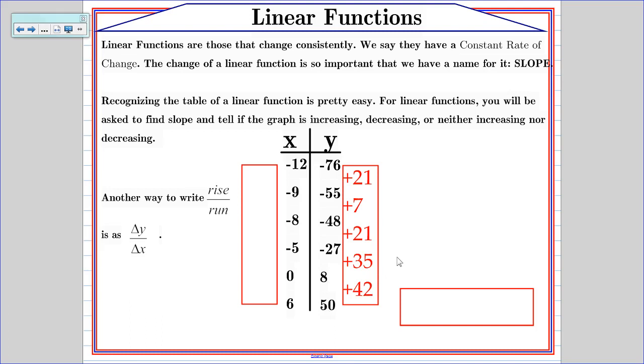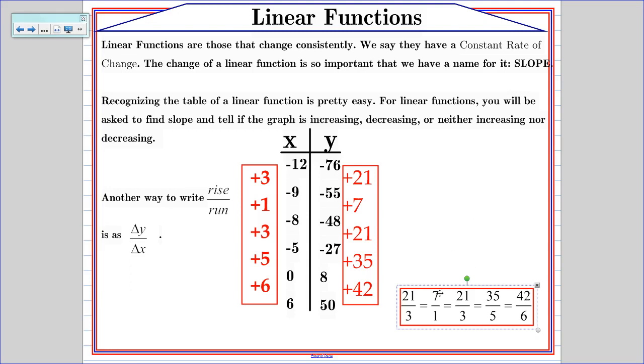Now you might look at this and say, well, is that constant? Is this change consistent? You need to compare also the change in the x values. So adding 21 for a change of 3 for the x value is consistent with adding 7 for a change of 1 for the x value. So we take all of the changes in y and we divide by all the changes in x. And if we find that those ratios are all the same, if they all reduce down to the same thing, then this is a linear table.